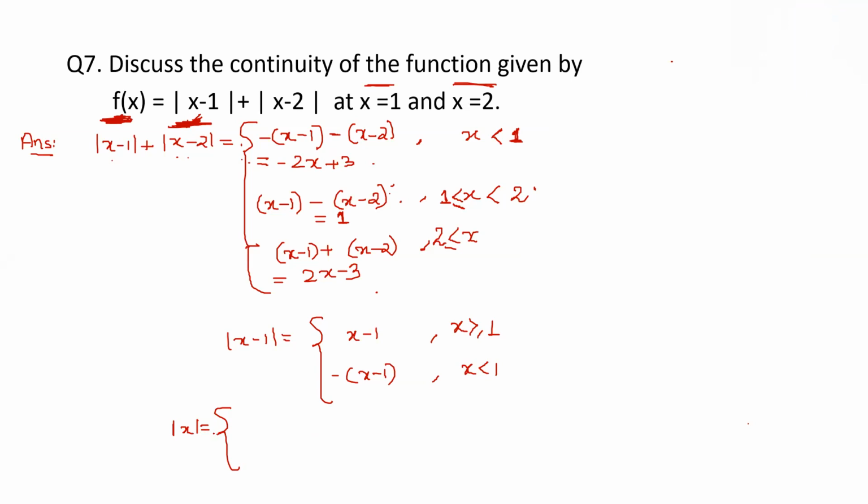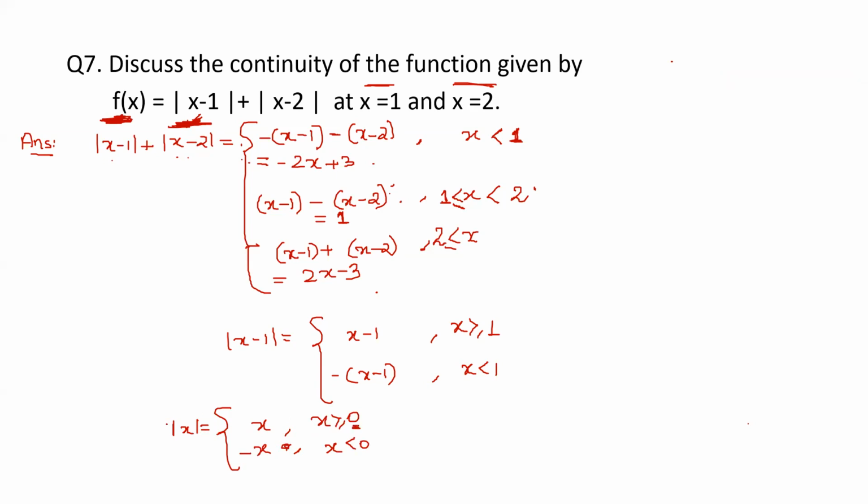So for x greater than or equal to 0, we get x. For x less than 0, we get minus x. Okay. Yes. How do we get this 0 here? Why are we taking 0 as the reference?